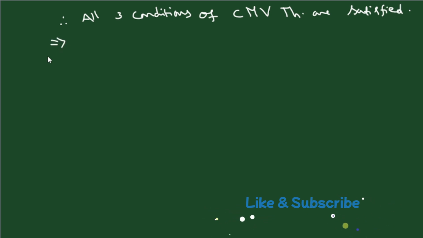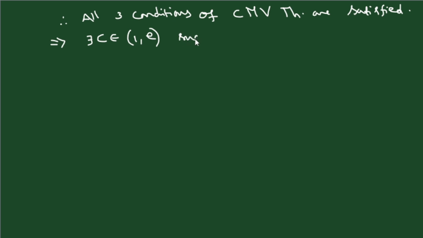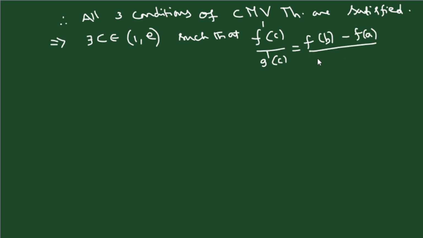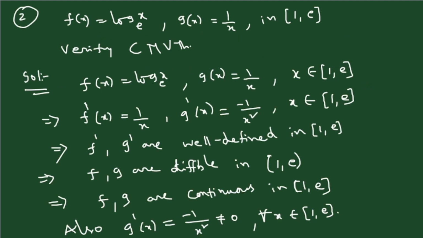This implies there must exist a c. That means we have to find this c, right? In the open interval 1 comma e such that f dash c by g dash c equal to f b minus f a by g b minus g a. But what is f dash c? f of x is log x. f dash x is 1 by x. g dash x is minus 1 by x square.